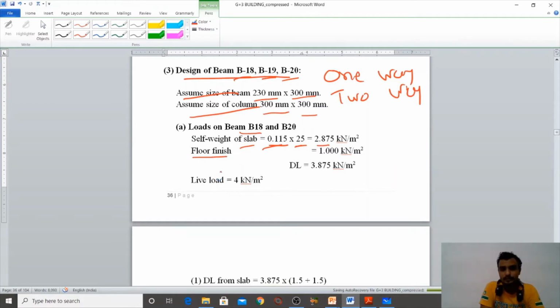Second is floor finish. The floor finish is given as 1 kilonewton per meter square. So here is the total dead load: total dead load is 3.875 kilonewton per meter square. This is the total dead load.